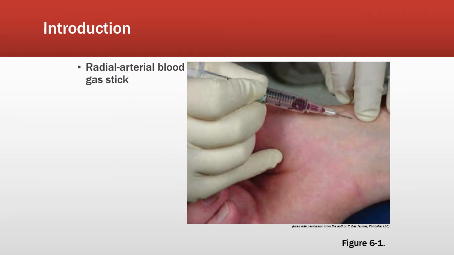This is a radial arterial blood gas stick. Notice that it's on the thumb side of the arm.